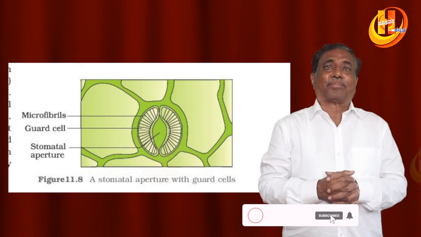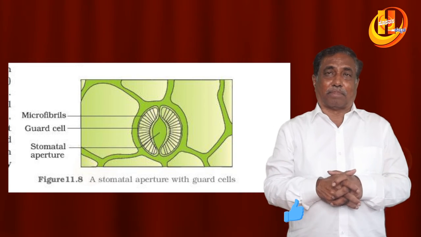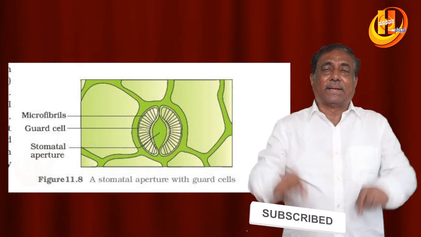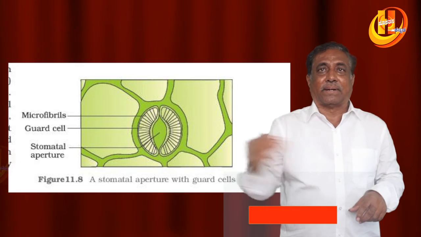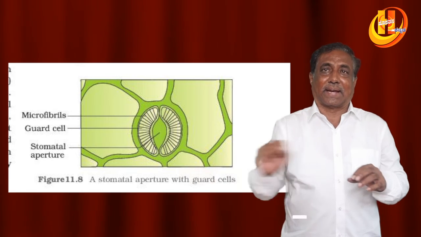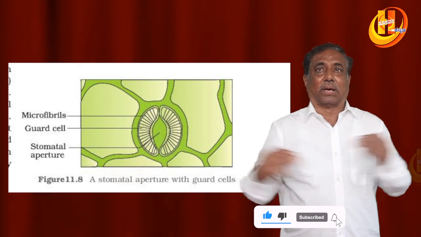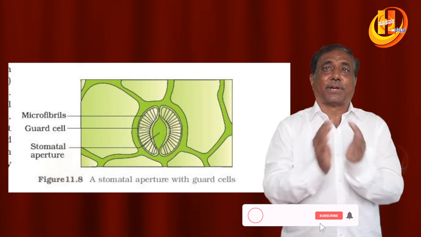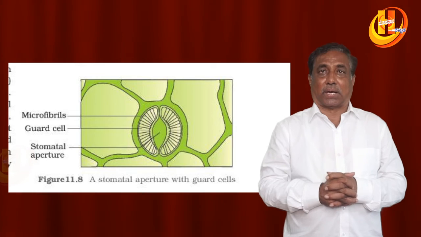And there are certain microfibrils present inside the guard cells, cellulosic microfibrils. If they are longitudinally arranged, the entry of water into the guard cells will be delayed. If they are radially arranged microfibrils, then the water entry will be very easy, and when the guard cells become turgid, they pull back the inner thick non-elastic walls and the stomata remain open.